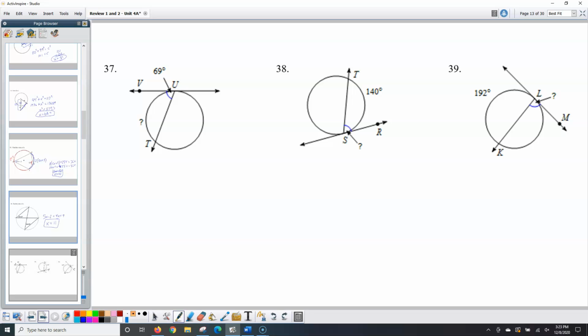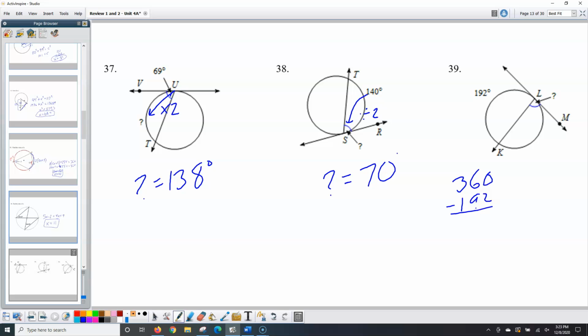Got some fancy inscribed angles here. On 37, I'm going to say 69 times 2, that's 138. On 38, I'm going to divide by 2. That would be 70. And on this one, I'm going to say 360 minus the 192. That would be 168, I believe. And if this is 168, then I'm going to divide by 2 and get 84.